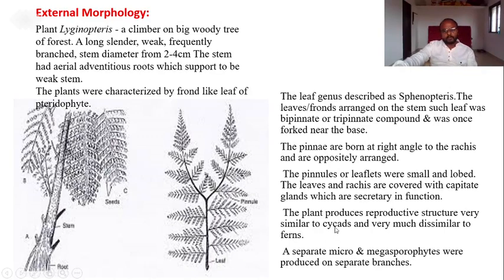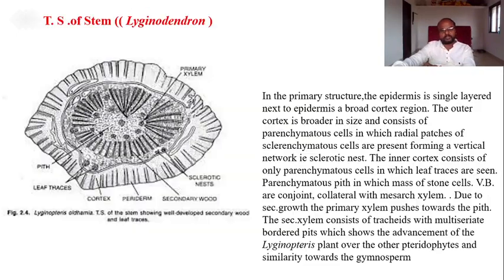The plant produces reproductive structures very similar to cycad. That means the external structure, that is the pinnately compound leaves, and the nature of the stem and the leaves are similar to the fern, but the reproductive structures, the microsporophyll and megasporophyll, are produced on separate branches, and they are similar to Cycas or to the gymnosperms.